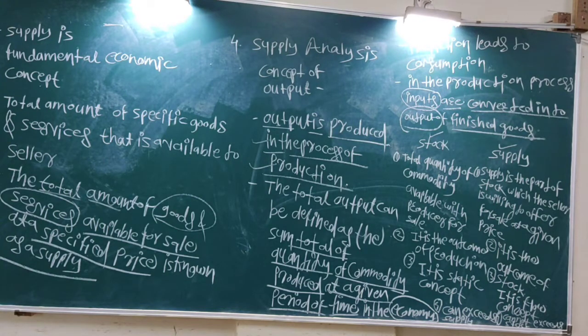Normally stock exceeds supply. Exceeds means stock is more than the supply. Stock is the part of production and supply is the part of stock.